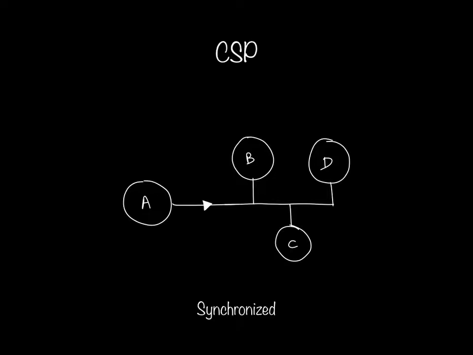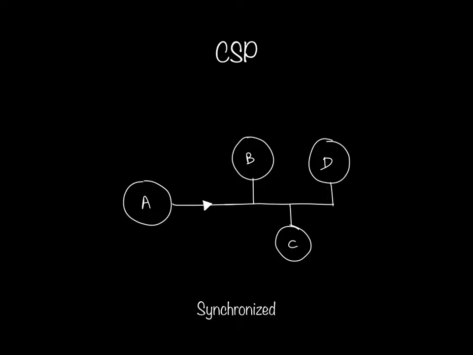I have A. A is going to generate some data for others to consume. And B, C, D are all consumers, right? They are waiting to get some data from A. The moment A is going to send some data, CSP says it's synchronous, meaning A will wait. It is blocked. It will not go beyond that. The moment it puts data in the channel, it will wait there till that data is consumed, right?